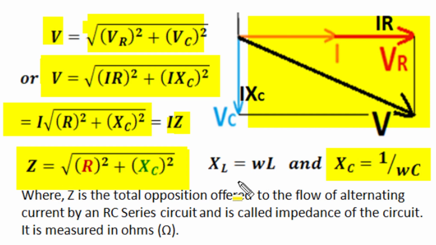plus XL square, but XL was omega L and XC is 1 over omega C, and the phasor position of capacitor voltage and inductor voltage are just opposite, but in both cases resistance voltage and reactance voltage, whether it is inductive reactance or capacitive reactance, form a Pythagoras calculation set. We can say this Z, known as impedance, is that property of RC series circuit which opposes flow of current in it and demands proportional voltage for flow of current.